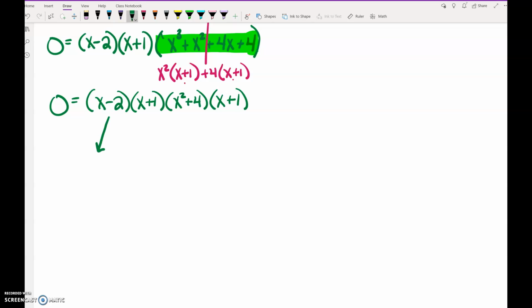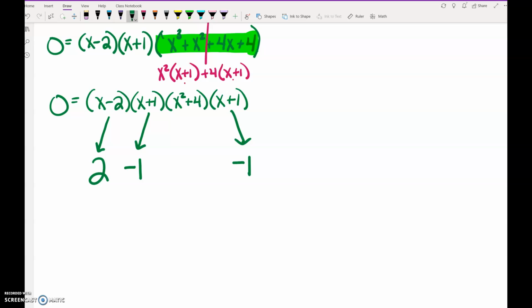This one gives us the solution of +2. This one gives us a solution of -1. Let's skip over that one. This one gives us the solution of -1.